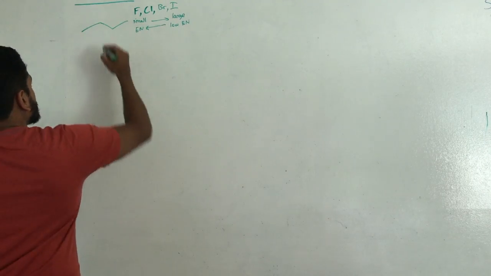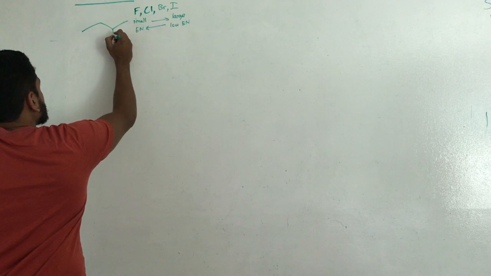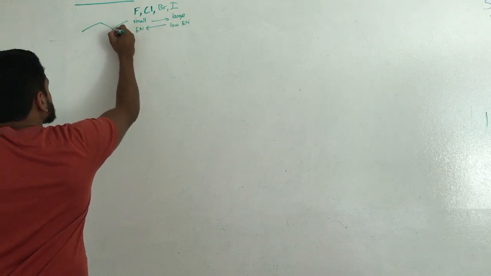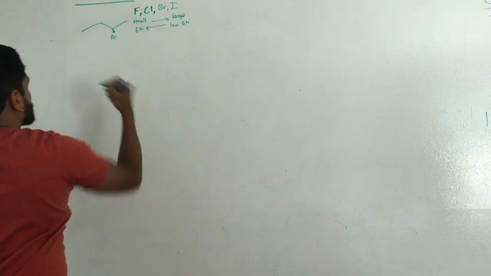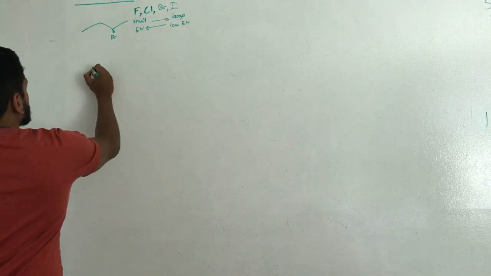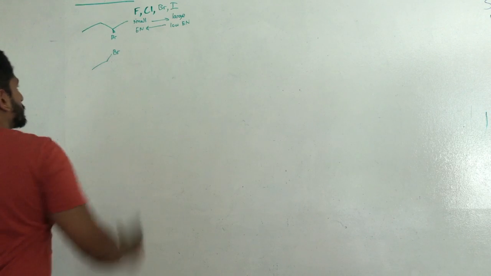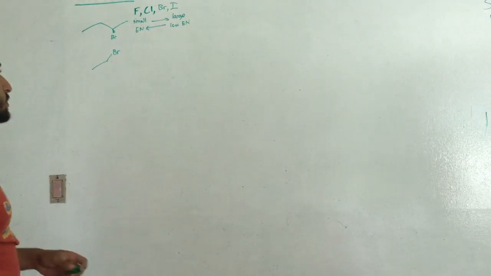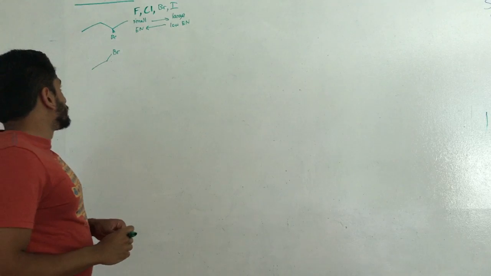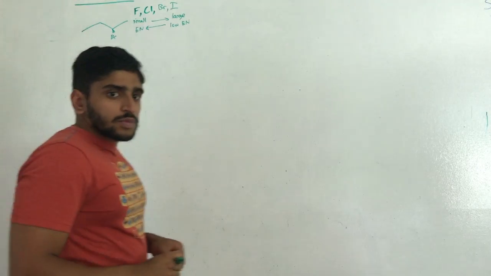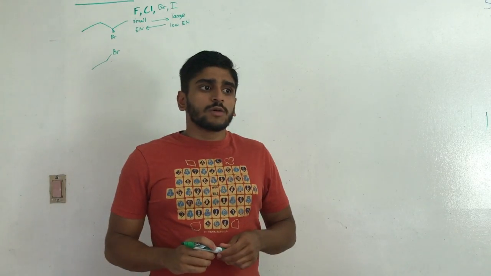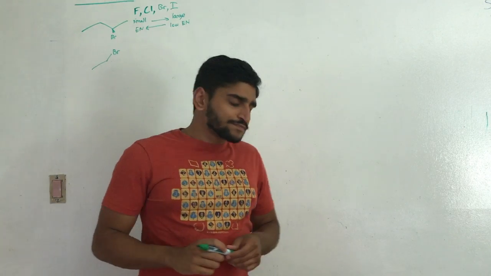So, like I said, this is a haloalkane. So is this, and there are literally infinite examples of haloalkanes. But let's start off with how haloalkanes are made.